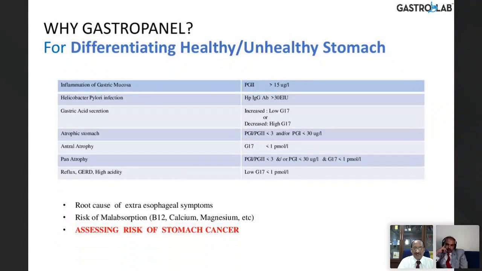And definitely in high-risk families of gastric cancer or chronic smokers, all these people definitely require an assessment of risk of stomach cancer, which I'm sure, except for a high resolution magnification zoom endoscopy with chroma endoscopy, it is not possible to diagnose, whereas GastroPanel can easily do it as an office procedure.